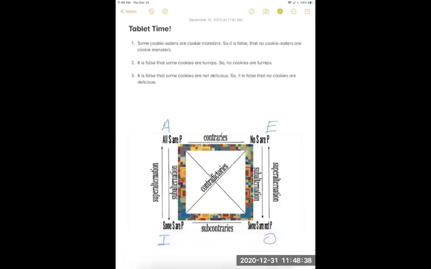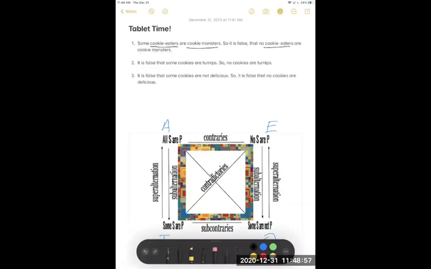So if we're looking at this first one, we're noticing that the subjects and the predicates are lined up, right? We're talking about cookie eaters and cookie monsters. Cookie eaters is the subject, cookie monsters is the predicate. That's the first thing I want you to notice. These are legal immediate inferences. We're being careful that we're not trying to use this on things that aren't actually immediate inferences.